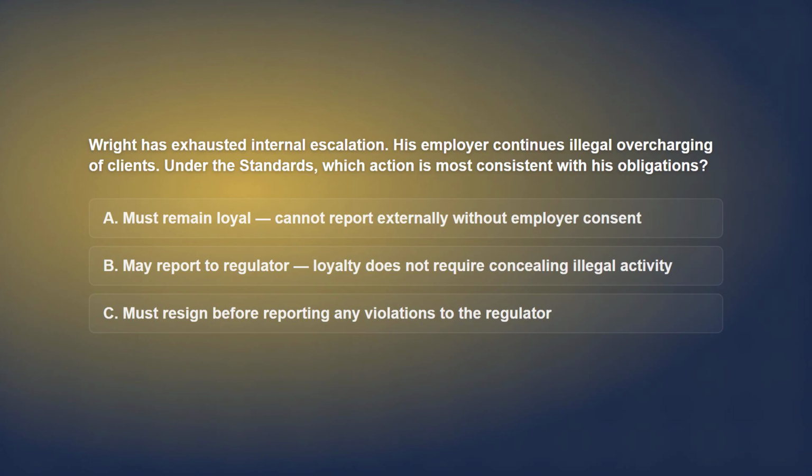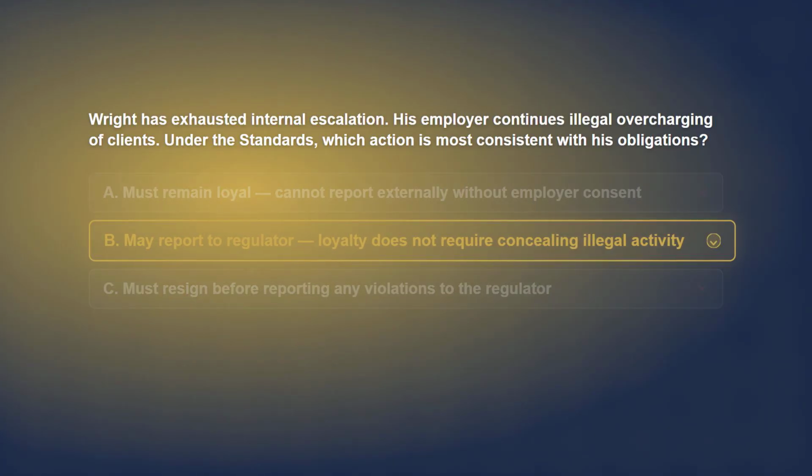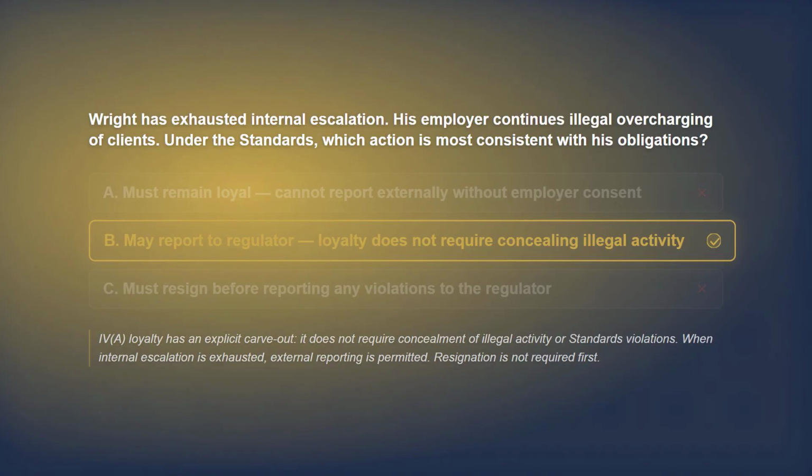Choice A, Wright must remain loyal to his employer and must not report the firm externally without employer consent. Choice B, Wright may report the violations to the regulator because loyalty to employer does not require participation in or concealment of illegal activity. Choice C, Wright must resign before reporting any violations to the regulator. Pause and choose.